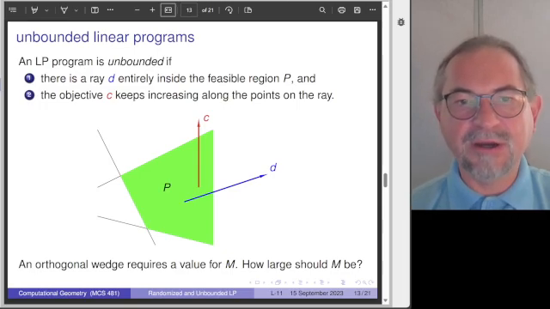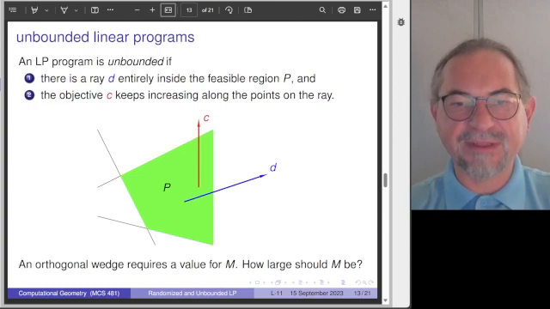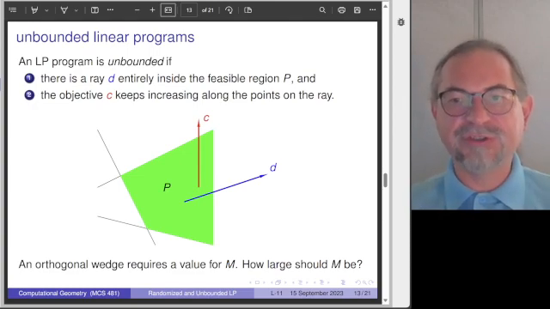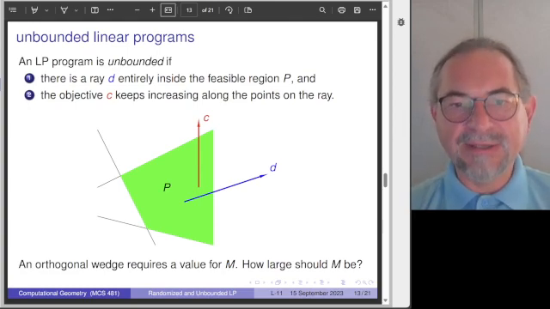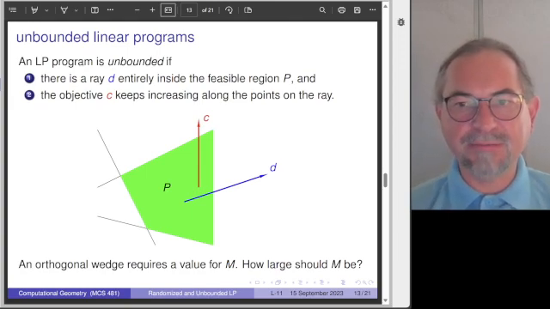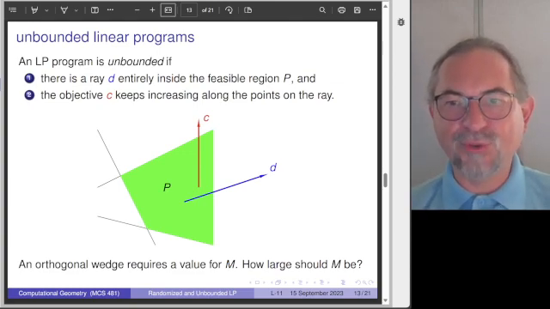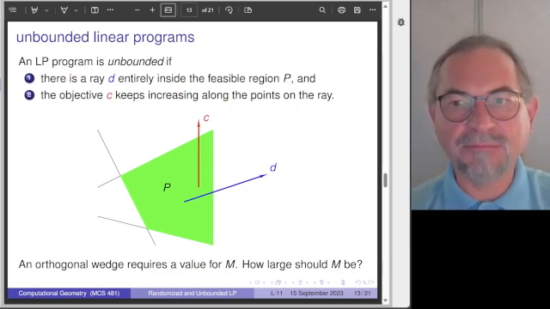So here you see the ray inside the feasible region. So the polygon is actually a polyhedron. I only shaded part of it, but you should imagine that the green region stretches on in the direction of this blue ray D. And you see that the inner product of the red C, the objective, with the ray D is actually positive. So as you keep on going to the right, you also go up. That's one way to see this. So this is a characterization of an unbounded linear program.